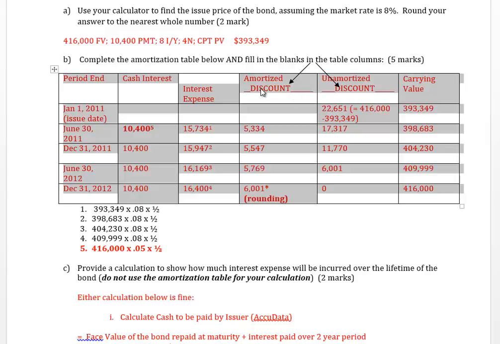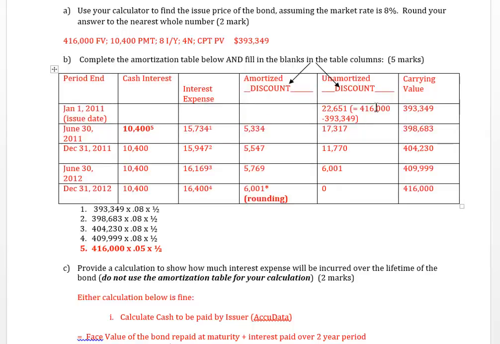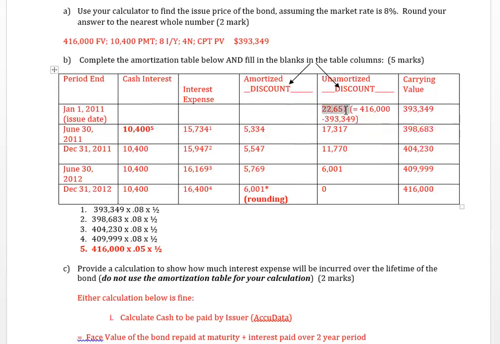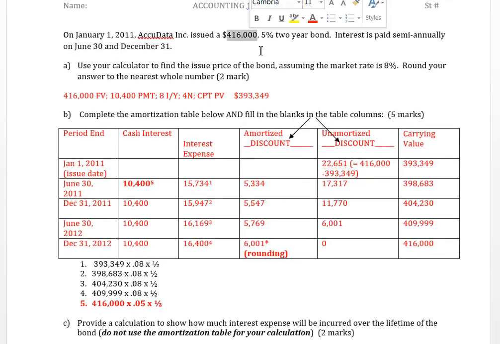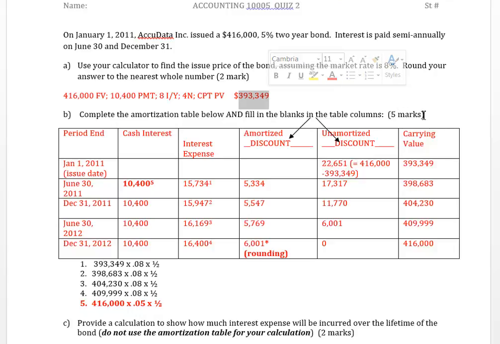You can see here I wanted you to identify if it's a discount or a premium bond, and again, because it's not premium, we know it's a discount bond. And our unamortized discount at the issue date would be what? It would be $22,651, the difference between the face value and the cash proceeds that the issuer got from the investor. So this is your unamortized discount.